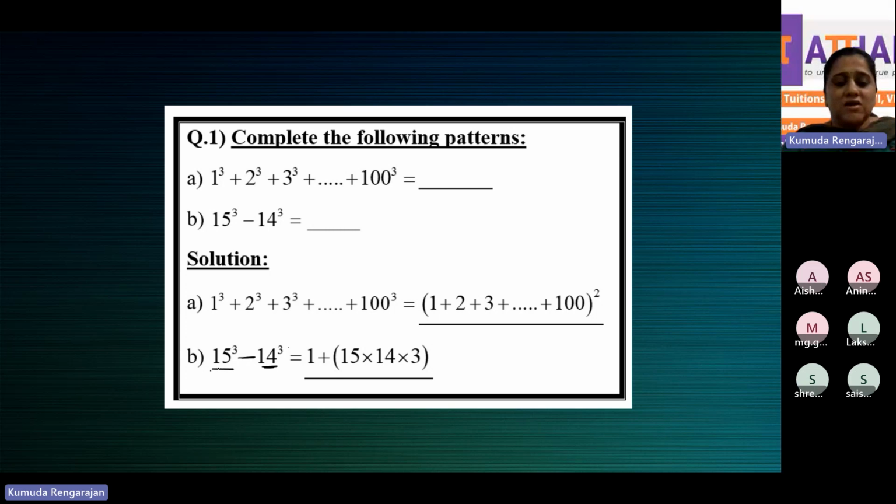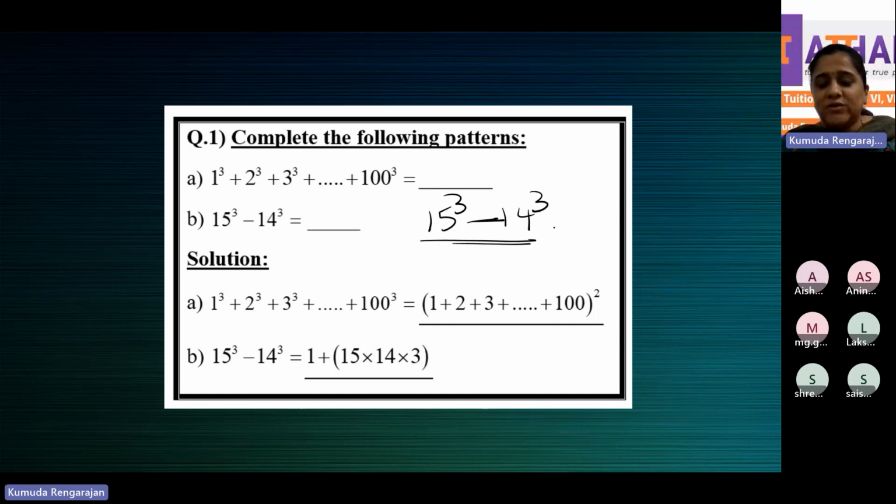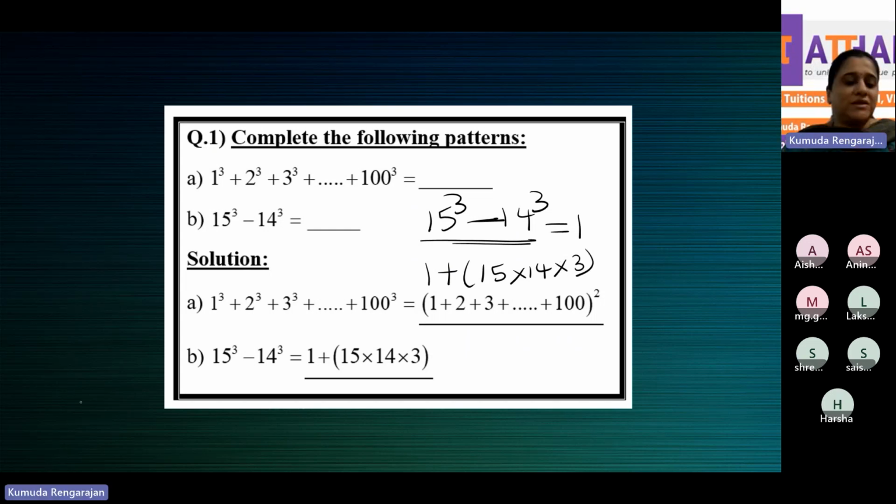So if you see a pattern like this, where the two numbers are consecutive numbers, and it is the difference of their cubes, like 15 and 14 are consecutive numbers, and we are finding the difference of their cubes, now this one can be completed. This one is a pattern. The result is the same as 1 plus the product of the two numbers given multiplied by 3. This is how we complete the pattern.